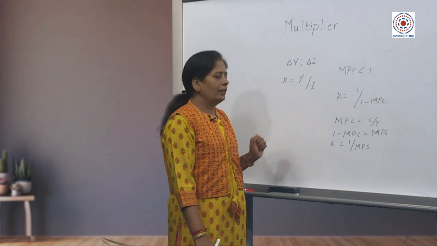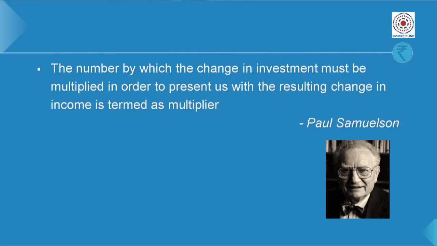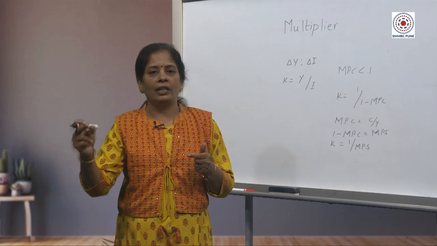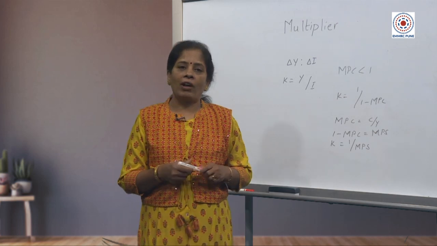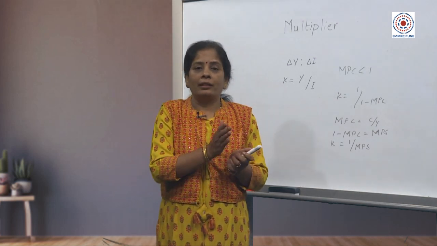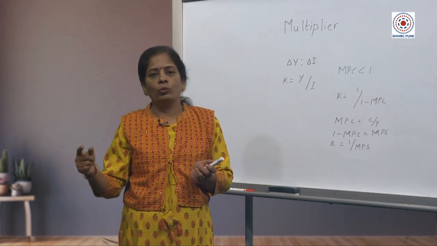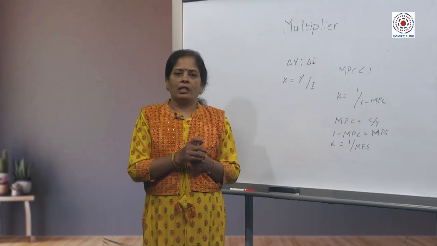Let us now understand the definition of the term multiplier. According to Samuelson, the number by which the change in investment must be multiplied in order to present us with the resulting change in income is termed as multiplier. A multiplier is a factor of proportionality that measures how much an endogenous variable changes in response to a change in some exogenous variable. Let us now see what are the different types of multiplier.